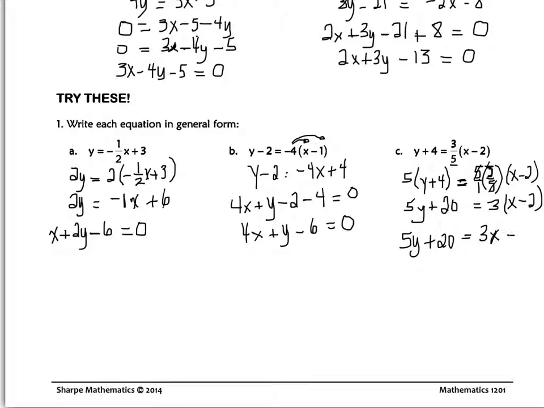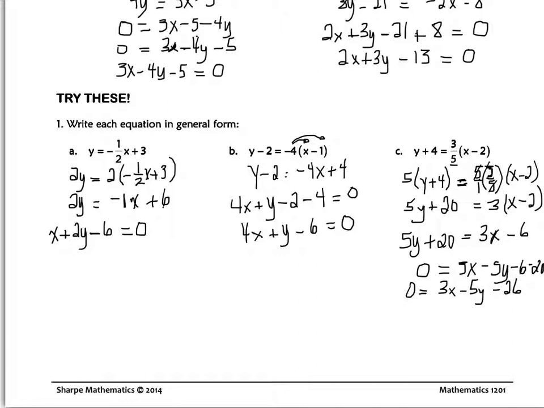And you get 3x minus 6. And again, 3x is positive on the right side, so I'm going to bring everything over to that side and then turn everything around after. So 3x. And then the 5y comes over and becomes negative 5y. You've got the negative 6 that's already there. And then the 20 is going to move over to the other side as a negative 20. So 0 equals 3x minus 5y minus 26.